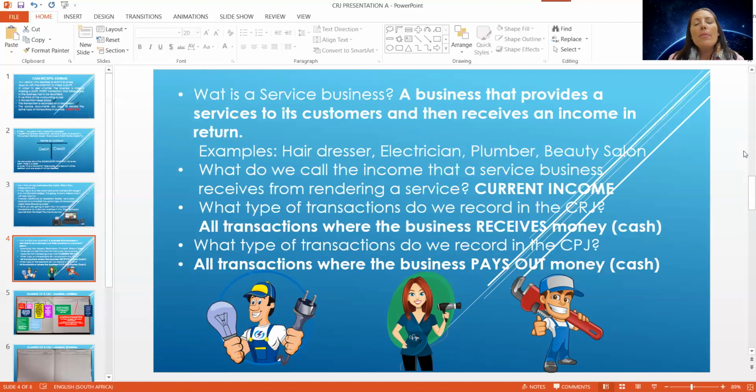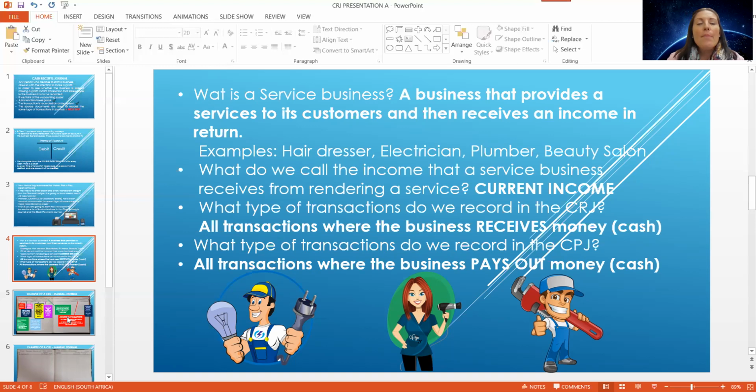And what type of transactions will we then record in the cash receipts journal? We have spoken about it just now. Any transaction where our business receives money or cash. And then what type of transactions will we record in the CPJ? Those will be all the transactions where the business pays out money or buys something, and that will go to the CPJ. The CPJ we'll look at a bit later after the CRJ.